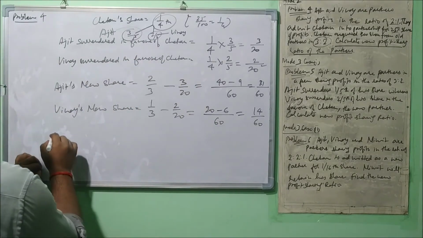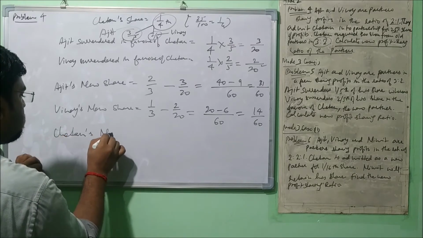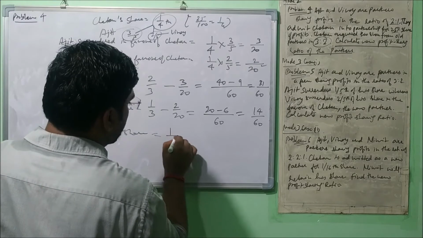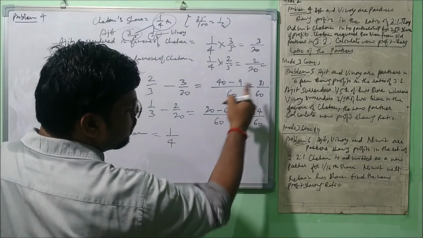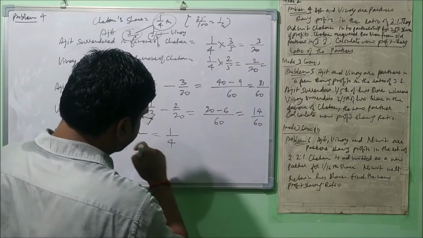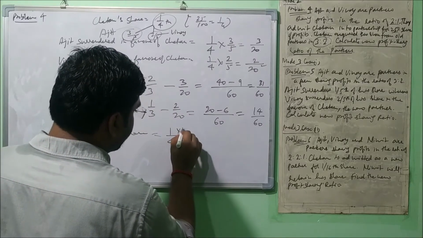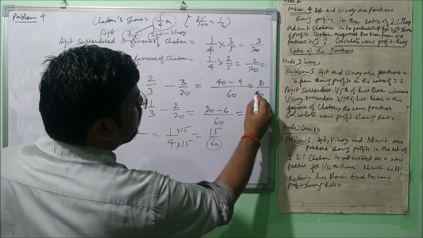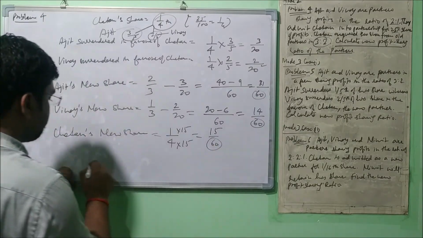Now let's calculate for Chetan. Chetan's new share, or Chetan's share, whatever we name it, is already 1 by 4, but we'll have to equalize the denominators. So we'll have to multiply both places by 15. That comes out to 15 by 60. So by this we see that all the bases are equal. Now we can frame the new ratio.